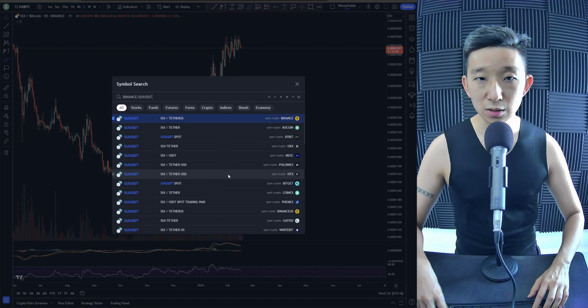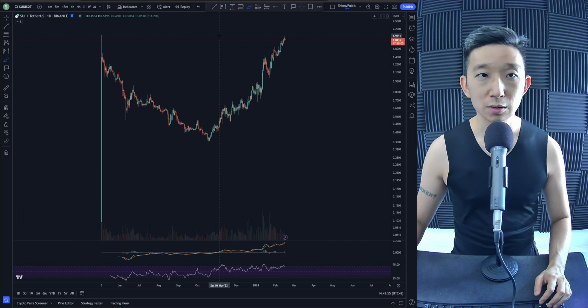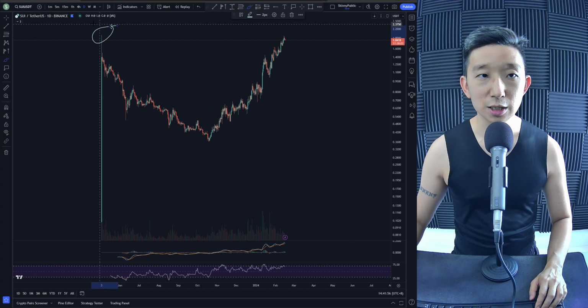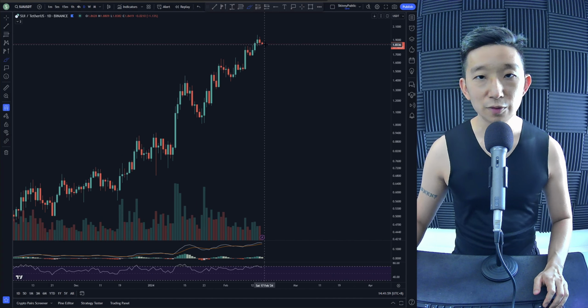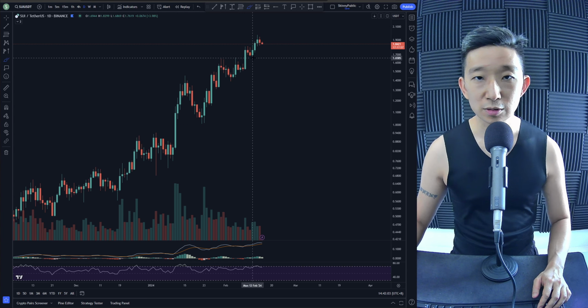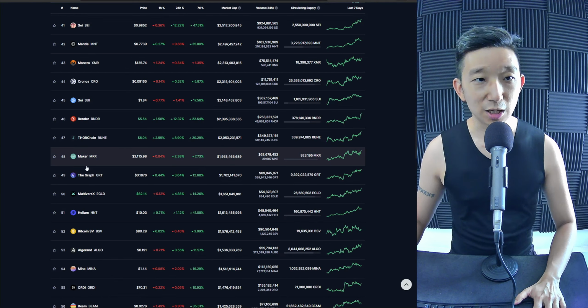Sui against USD. Here we are for Sui. We've almost taken out these highs. Not yet. Again, very toppy. I would preach caution. So, yeah, no, it's not really looking that good. Be careful, boys and girls.